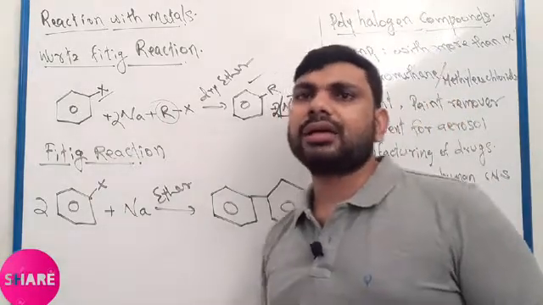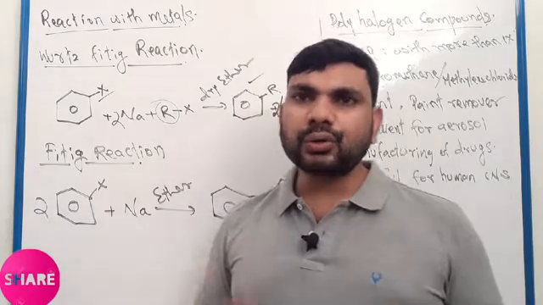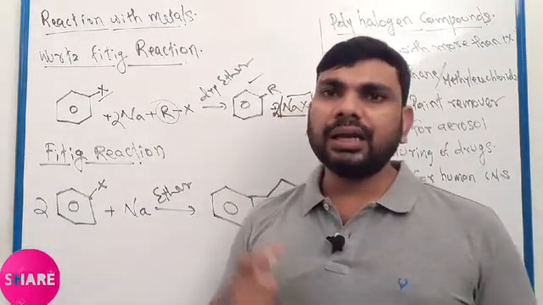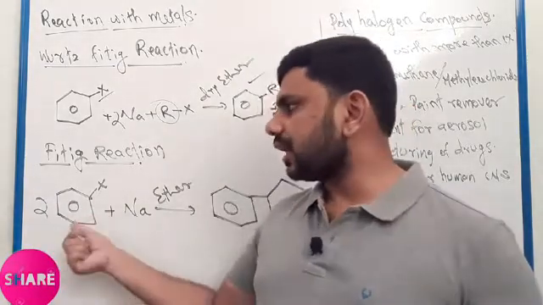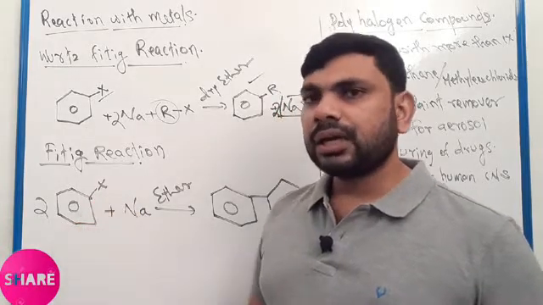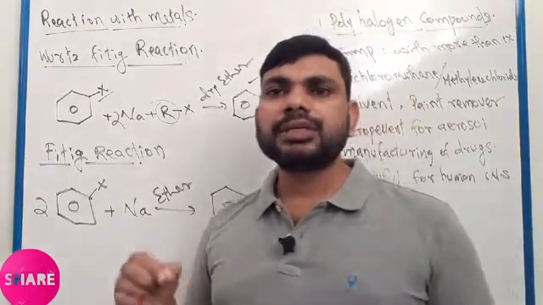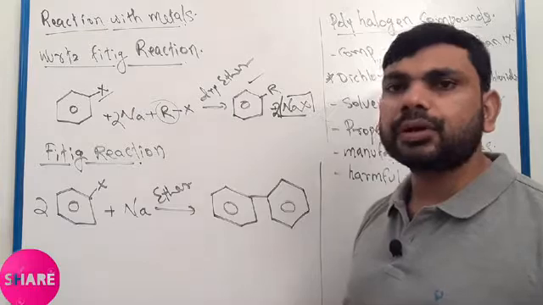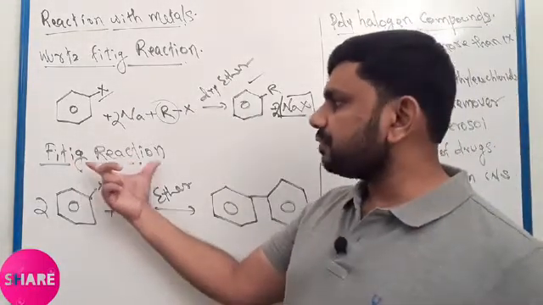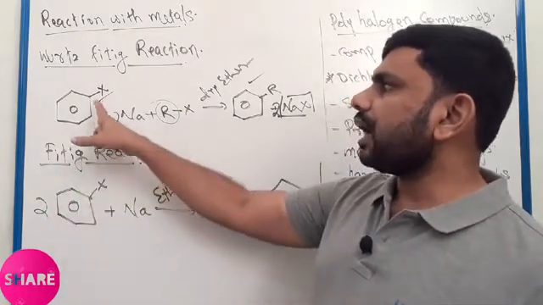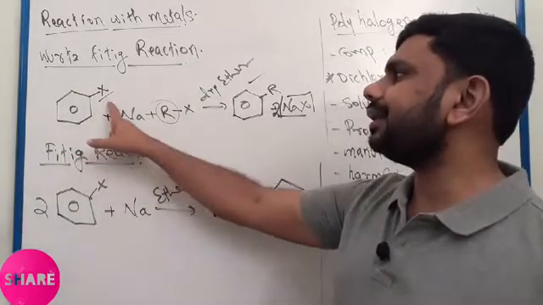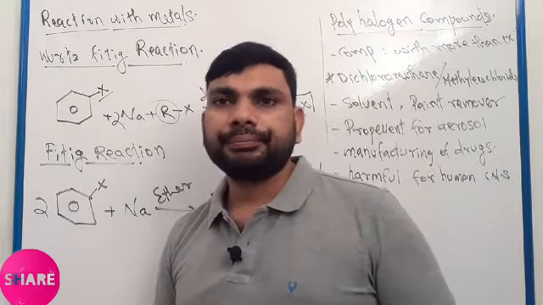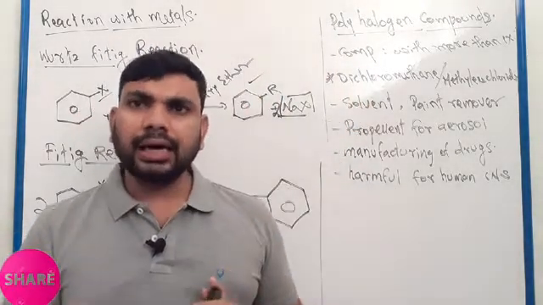The Fittig reaction is also a similar chemical reaction. It also takes place in the presence of sodium and dry ether, but here there is no alkyl halide. Here two molecules of aryl halide, or haloarene, react with sodium in the presence of dry ether, a hydrocarbon is formed, and sodium halide is the side product. This is the Fittig reaction, with two identical molecules. One alkyl halide and one aryl halide reacting under the same conditions is the Wurtz-Fittig reaction. So these are the reactions of aryl halides with metals.